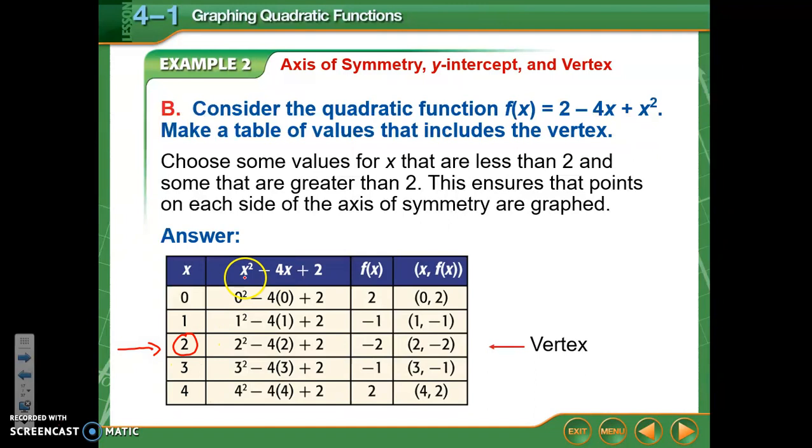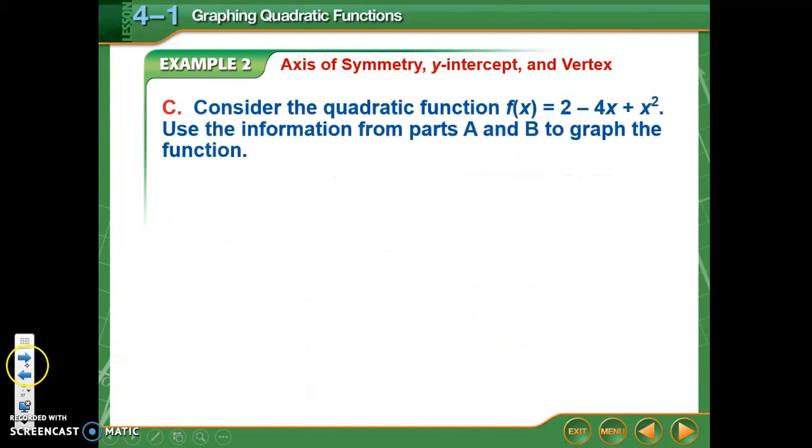So when we plug in 2 to our function, we get -2, so that's my vertex. When I plug in 1, I get -1. And notice when I plug in 3, I also get -1. That's because of that symmetric behavior of parabolas. As long as my x values are equally spaced from the vertex, so both 3 and 1 are 1 unit away from 2, I will have the same y value come out because parabolas are symmetric. When I plug in 0, I get 2, which we already knew, that's our y-intercept. And when I plug in 4, I also get 2. So now we're going to graph that.